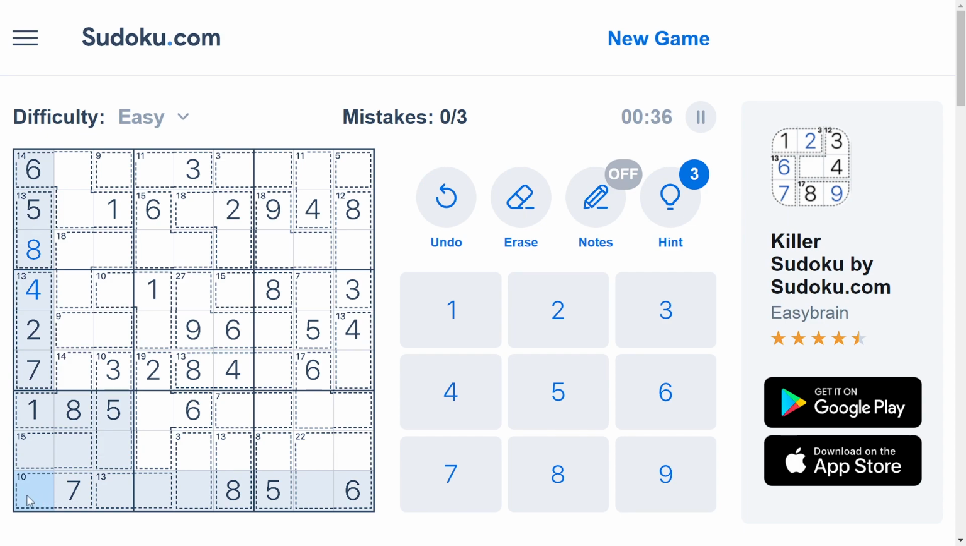Right here, 7 plus 3 is 10. Right here, 15. What can we put into here which can be 15? 9 plus 6 or 8 plus 7? 8 plus 7 isn't possible because 8 and 7 are already in this box, and 6 is already in this column, so this one has to be a 9 and this one has to be a 6. This one is a 9 and 9 plus 5 is a 14. So that's how we're going to do this.